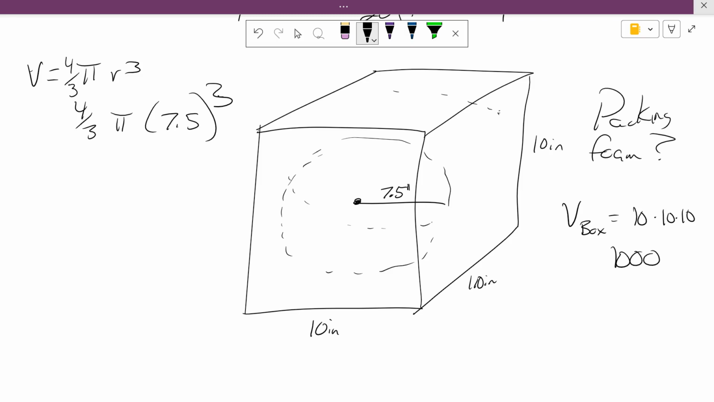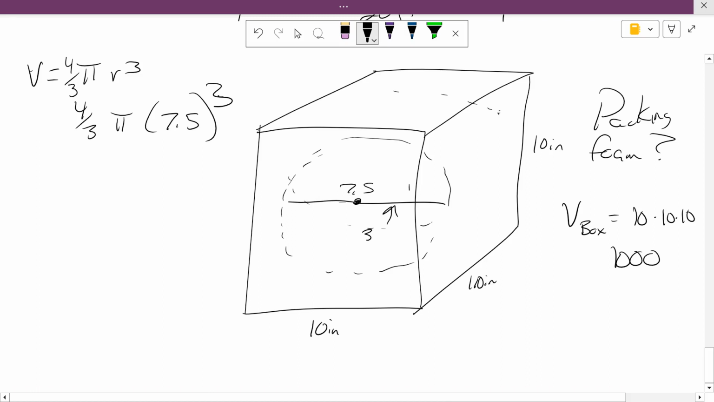Oh, I screwed that up. It has a diameter of 7.5. There we go. So then its radius is only 3.75. Didn't even look at it. Okay, so its radius is 3.75 cubed times pi times 4/3.